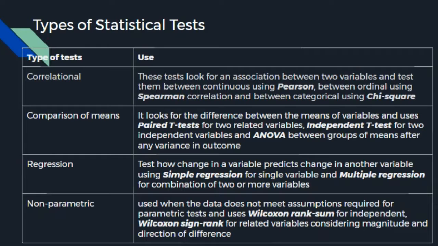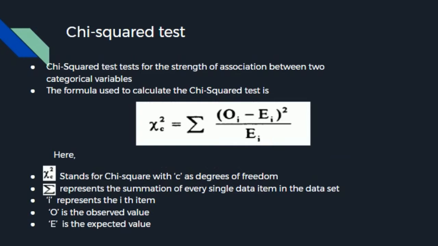Let us discuss two tests in particular. Firstly, coming to the chi-square test, we will be using it to test the strength of association between two categorical variables. We will be using this test by this formula, where O_i stands for the observed value and E_i stands for the expected value.